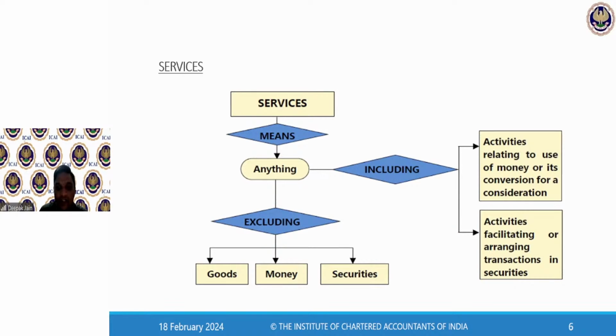Then activities facilitating, now again we said for money the conversion is taxable. For securities, also the same thing. Activities facilitating or arranging transactions in securities. If you have to buy any security from a broker, the broker will charge brokerage charges. That brokerage charge is an activity facilitating or arranging a transaction, so that is taxable. The activities facilitating or arranging transactions in securities, so that you can procure it, sell it, exchange it, or transfer it, those activities are taxable.